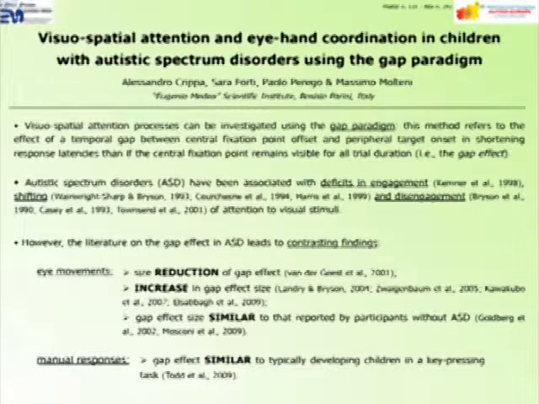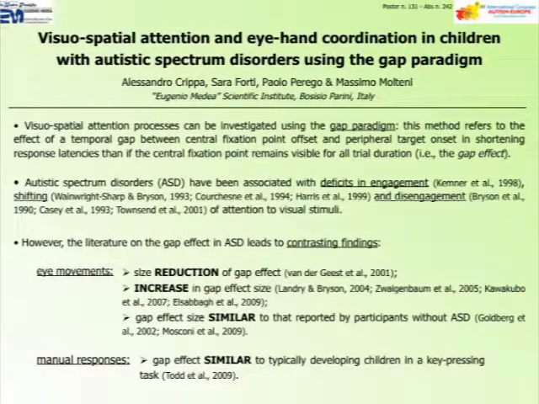In the present study, we explore visuo-spatial attention in children with ASD in a gap paradigm. Moreover, we investigated the effective coordination between the oculomotor and limb motor system in our clinical sample.